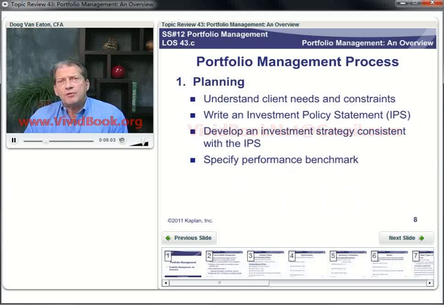Now let's look at the portfolio management process and the steps. And the first step is, of course, the planning step. First off, we need to understand the client needs and constraints. And our key document here is an investment policy statement, or IPS. So we look at the client's needs, constraints, characteristics, risk tolerance, all of this, and then we develop this investment policy statement and then a strategy that's consistent with the goals and constraints in the investment policy statement.